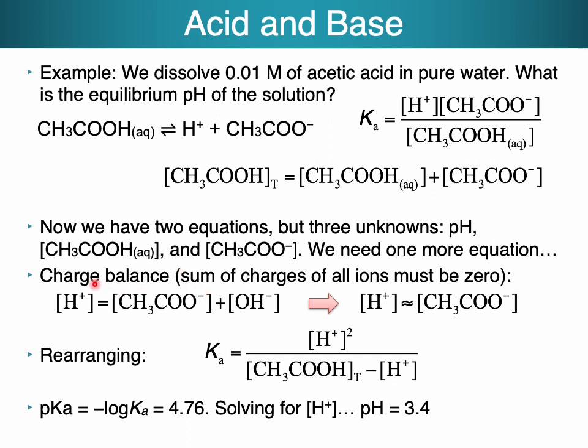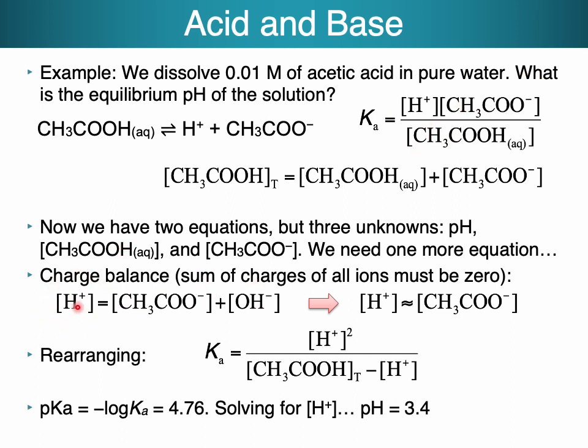So we bring in one more equation. A very useful one is what we call charge balance. Basically, the sum of charges of all ions has to be zero. This is very important. We know it has to be true because the overall solution is not charged. So the sum of all of the positive ions must be equal to the sum of all of the negative ions. Here in this solution, we only have these three kinds of ions.